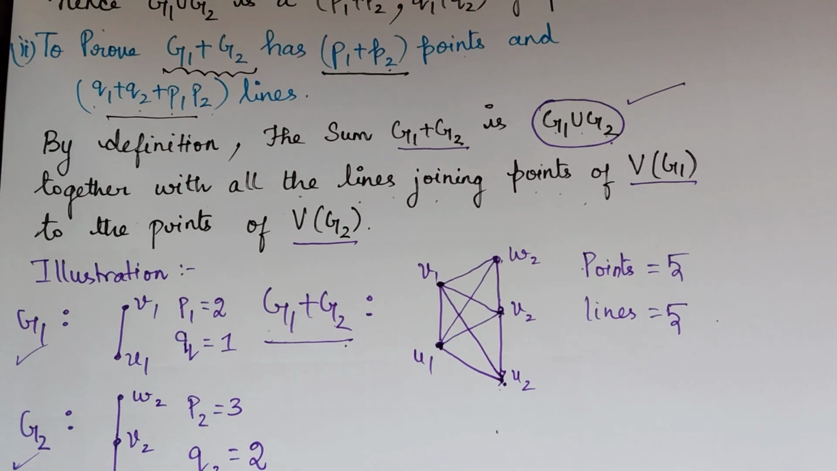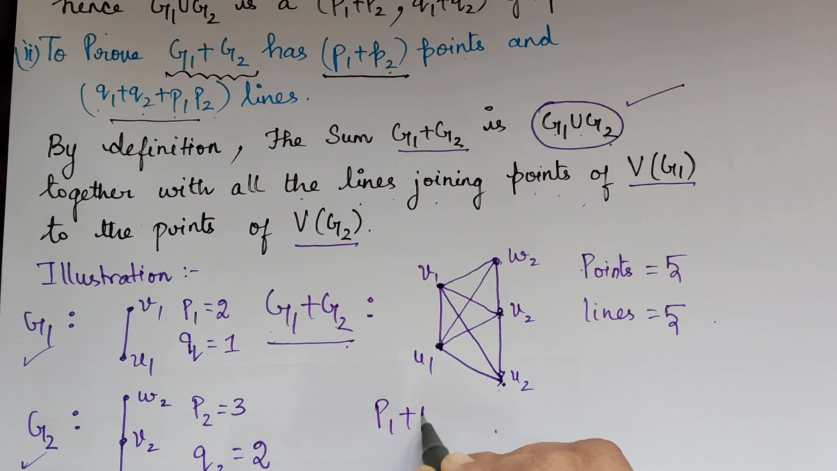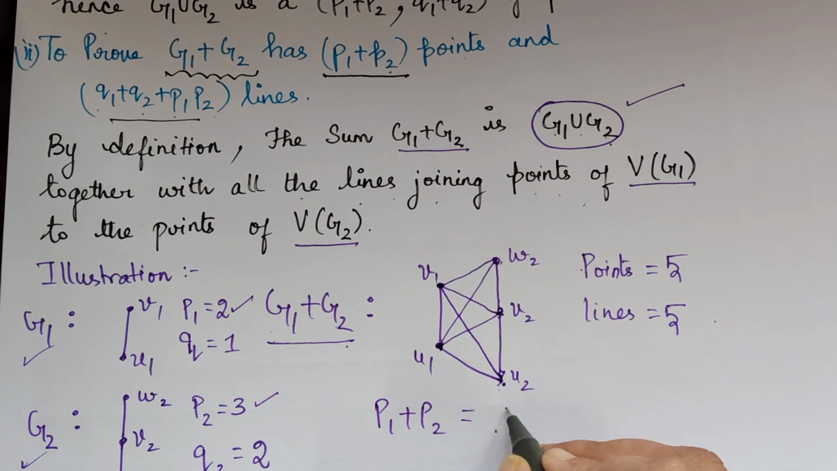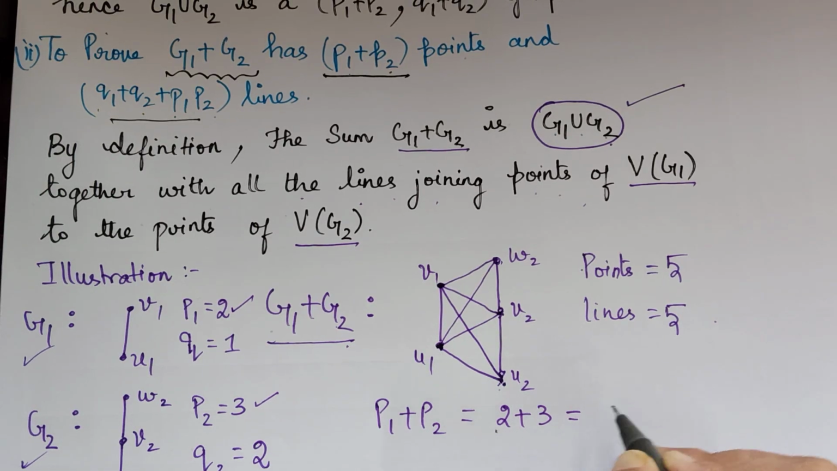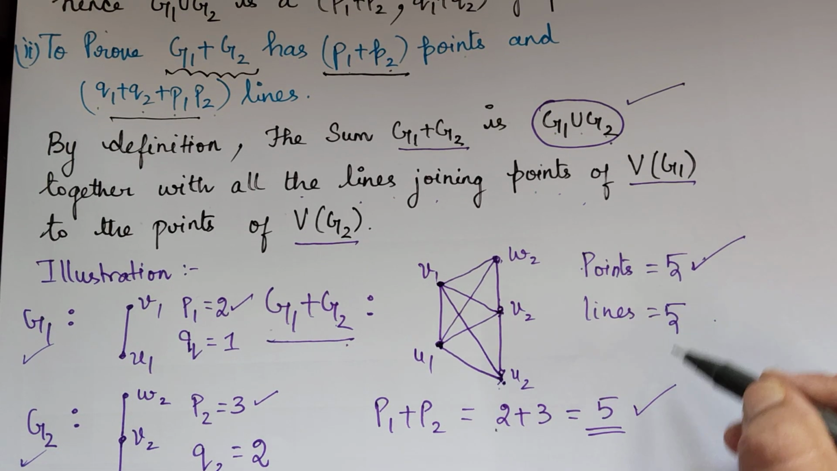So we have to prove that it has P1 plus P2 points, right? So what is P1 plus P2? If we check, P1 is 2 and P2 is 3. So 2 plus 3 is equal to 5. Therefore, it has 5 points. This we are getting correctly.